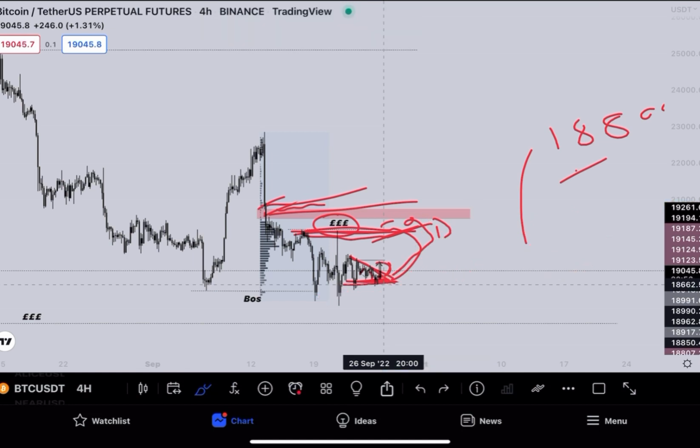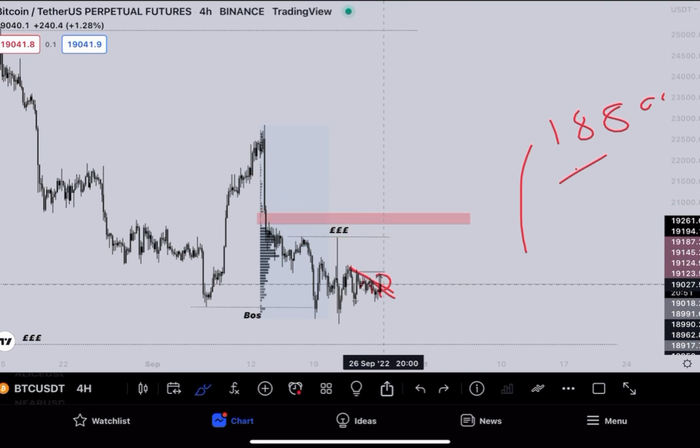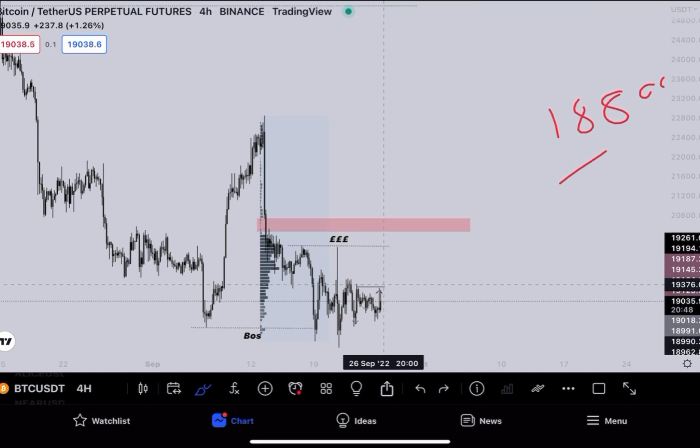So basically the 30-minute time frame is more important than the 4-hour time frame. So let's get into the 30-minute time frame and analyze what is happening right there.